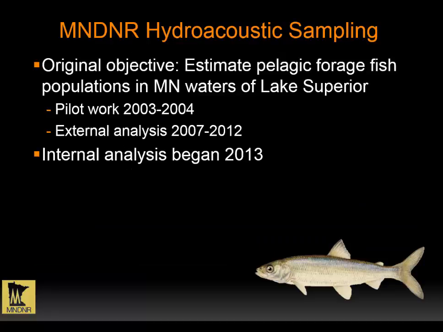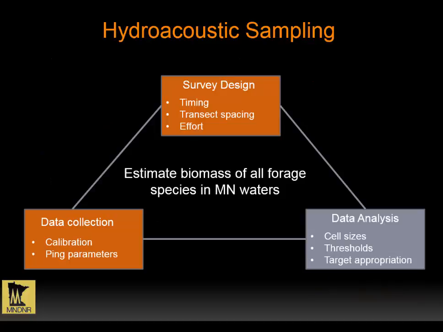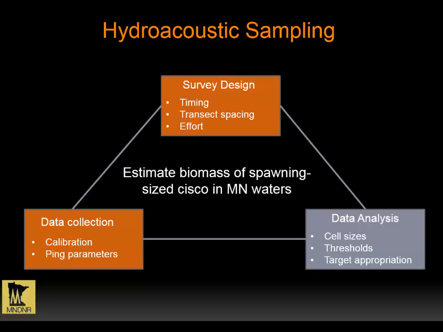But beginning around 2013, we began developing an inland hydroacoustic program. Around that time, as we ramped up the inland program and brought on some people to analyze the data, we began to analyze the Lake Superior data internally as well. We realized this data set was being used in a new way: primarily to look at spawning-sized Cisco and to use those estimates to set a commercial fishing quota. So revisiting this, our objective had changed to looking at just the spawning-sized Cisco and estimating biomass.